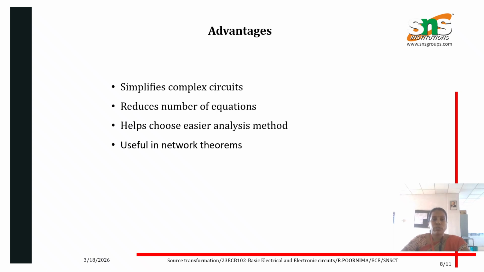And also when we are using network theorems like Thevenin and Norton's theorem, we can reduce a complex circuit to a simplified circuit. When we have a large number of components, we can simplify the circuit using network theorems. It also helps to choose easier analysis methods and is useful in network theorems like Thevenin and Norton's.